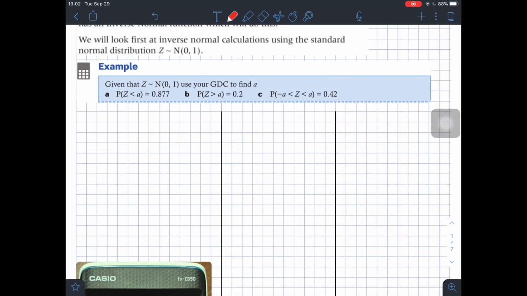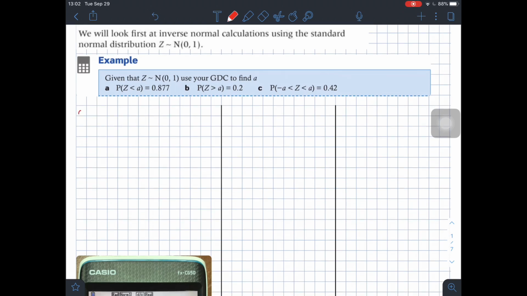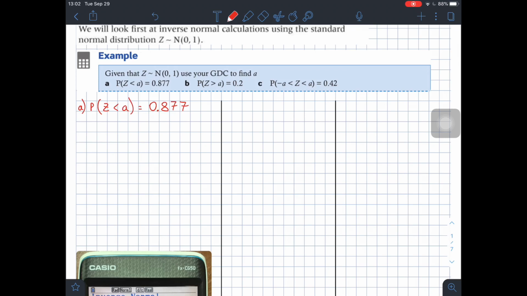It says, given a standardized normal curve distribution, use your calculator to find the value of A. So look at how these problems are a little bit different. For part A, we want to find the probability, or actually we're given the probability, but we want to find the value of this A over here, which produces a probability of 0.877, which is 87.7%. So let's make a sketch of what's happening here in order to understand this.